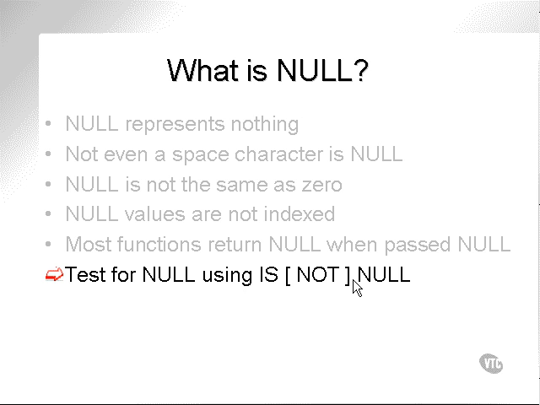In other words, is a column null or is it not null? If it contains a null, you want to see if it is null. If you want to find out if it does not contain a null, you ask if it is not null. Let's take a look at a few simple examples.